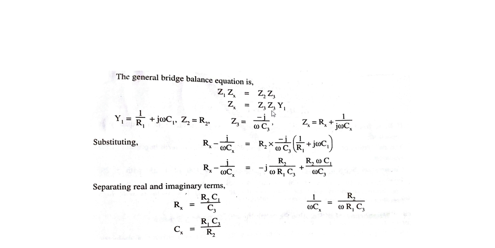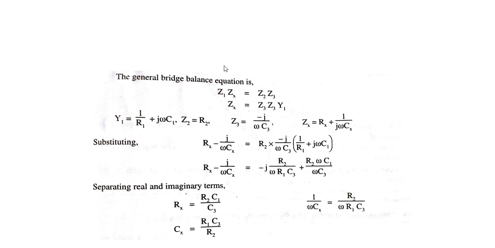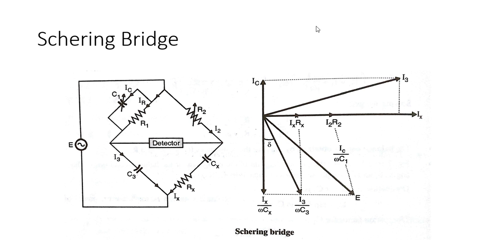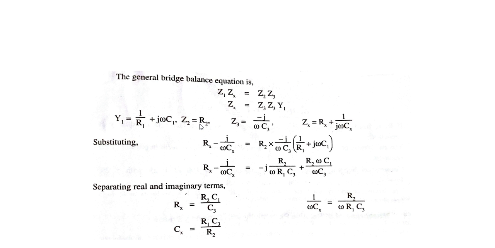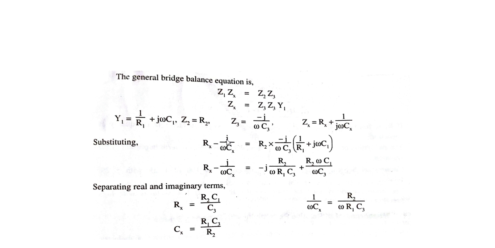So that's why you will get the equation like this, that is Zx is equal to Z2 Z3 into Y1. Okay, so here again if you talk about the Y1, that is admittance opposite to Z1, so it can be related to this arm. So you will get like this, 1 upon R1 plus J omega C1. Then Z2 is equal to R2, and Z3 is having only capacitance, so that's why you will get like minus J divided by omega C3.